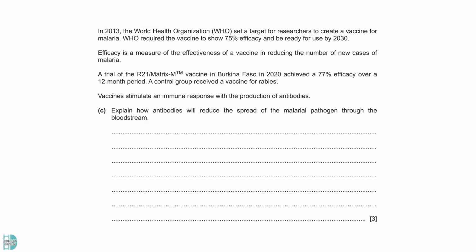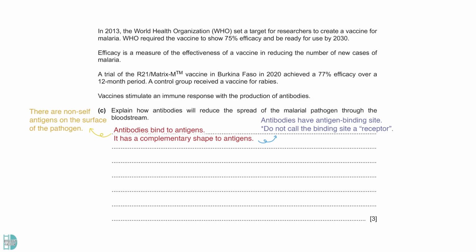C. Explain how antibodies will reduce the spread of malaria pathogen through the bloodstream. There are non-self antigens on the surface of the pathogen. Antibodies bind to these antigens as their antigen binding site has a complementary shape to the antigens. Note that you cannot call the binding site a receptor.